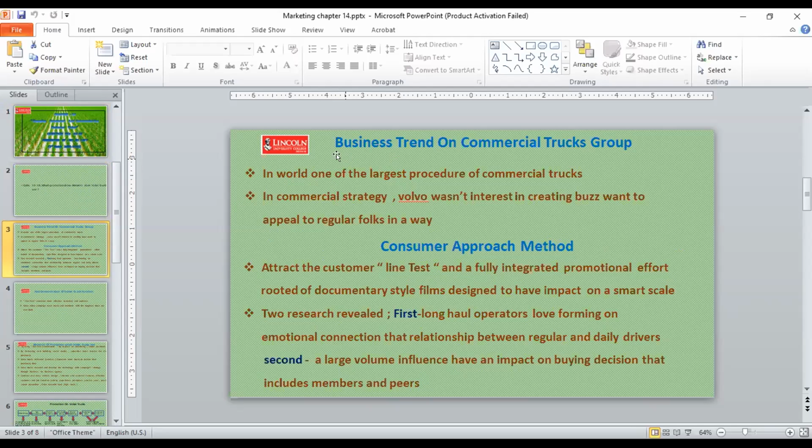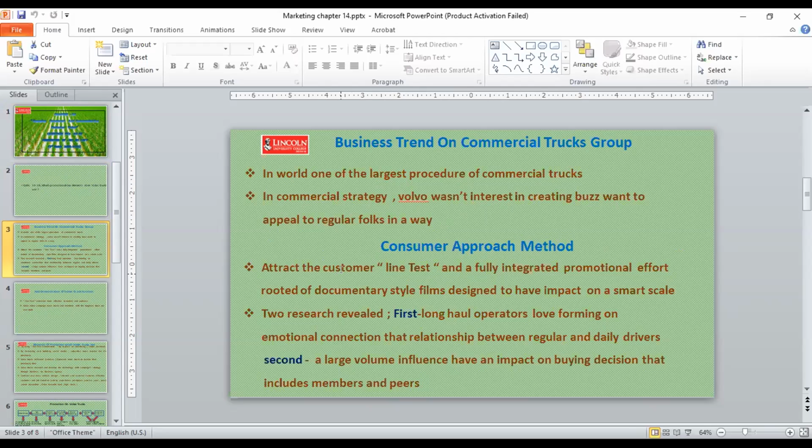First I would like to present the business trend of the commercial truck group for Volvo Trust. Volvo Trust targets to be one of the largest producers of commercial trucks. And in commercial strategy, Volvo is not only interested in creating trucks, but also wants to appeal to regular drivers, with approaching methods for the consumer.